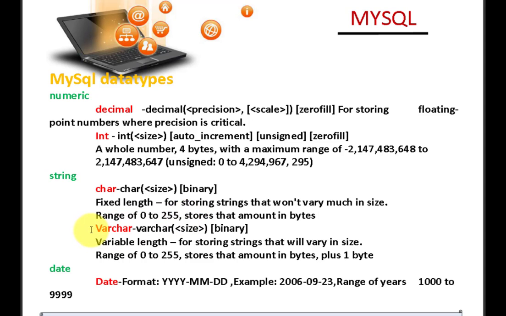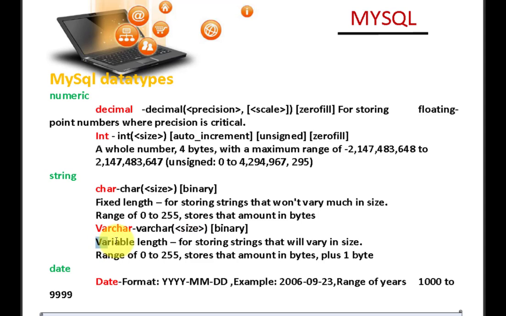The next data type in strings is varchar. This is the variable character. Its syntax is the same. First you use the column name and then assign its data type, varchar, and the size, meaning how many characters you want to store in that particular column. Any size you can assign, 10, 20, 30, whatever your requirement is. According to the column requirement you can assign the size.